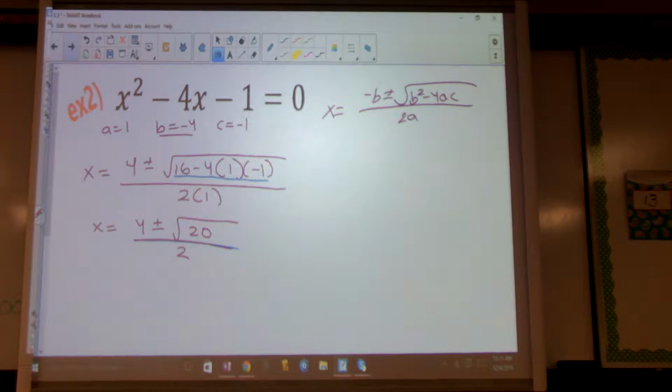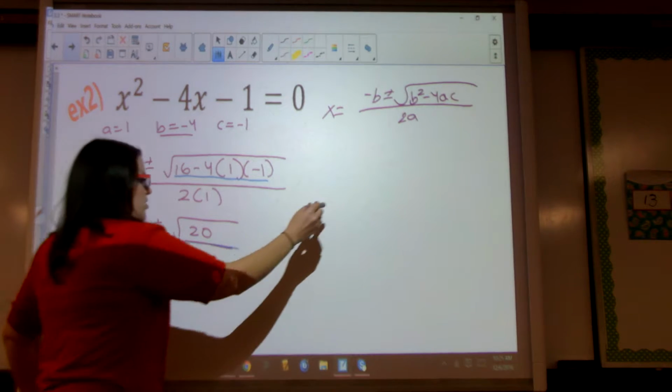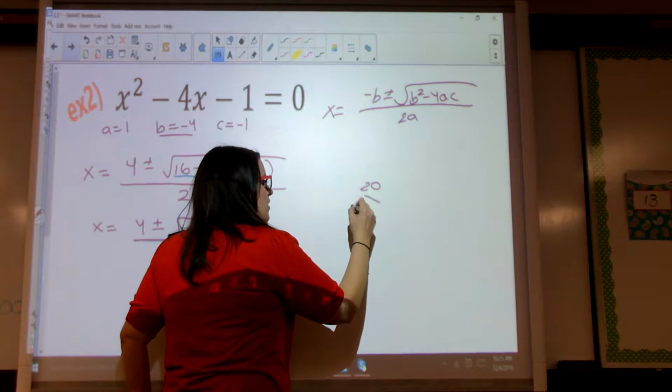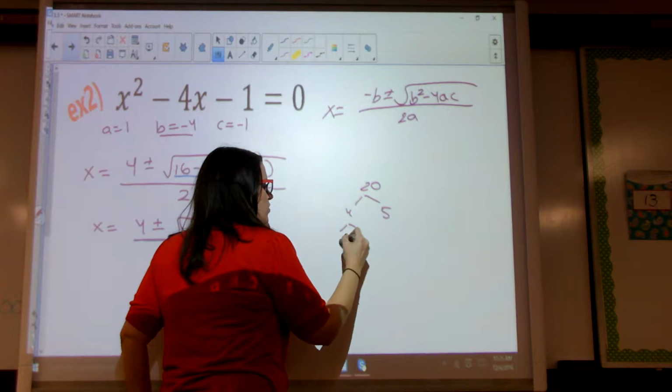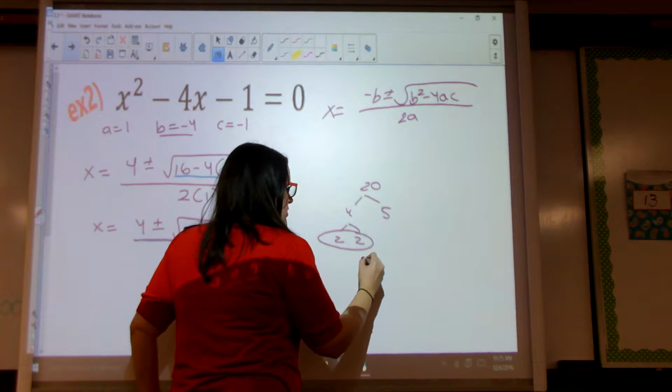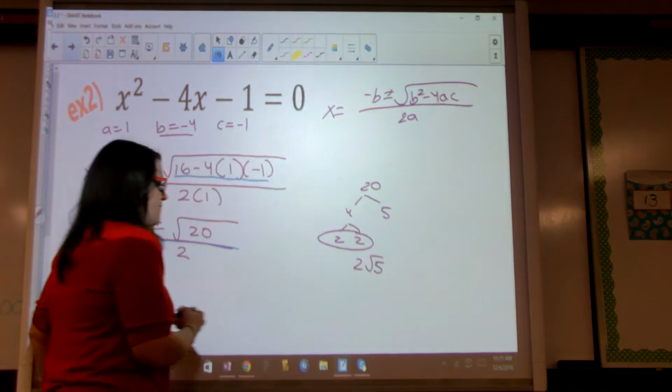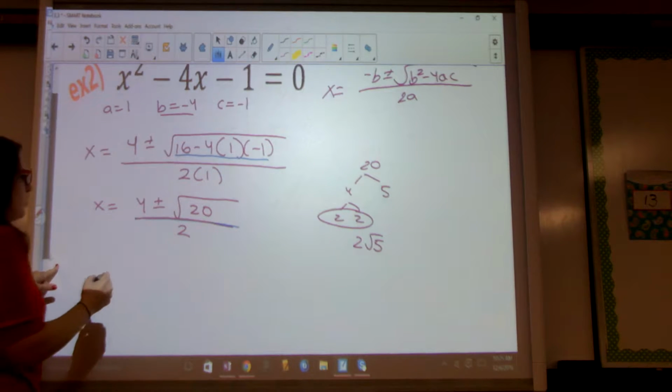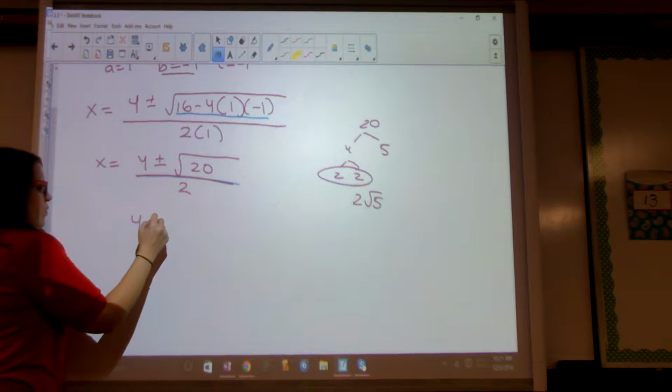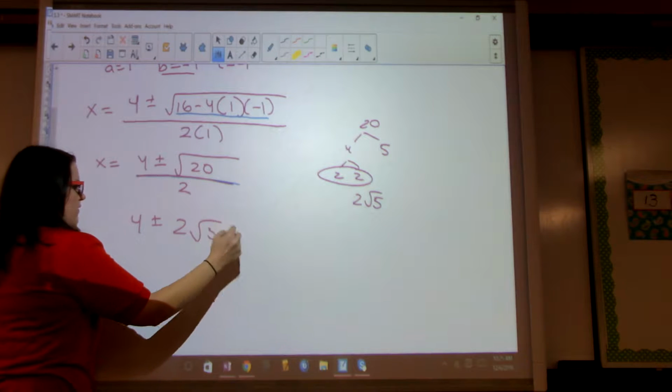Now, last time we had a perfect square root. And this one is not. So we're going to have to reduce it. There are no decimals. You can check by finding decimals, but we need exact answers. So let's go over here and tree 20. 4 and 5. 2 and 2. So a pair of 2's. So let's replace that 20 with 2 square root of 5. So I have 4 plus or minus 2 square root of 5.